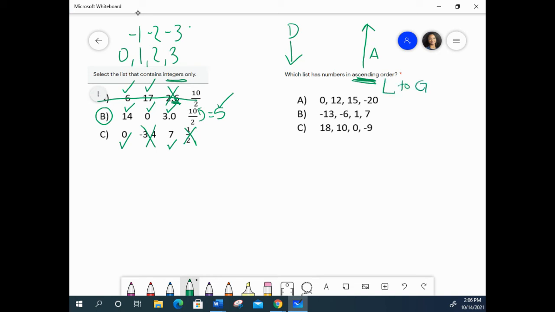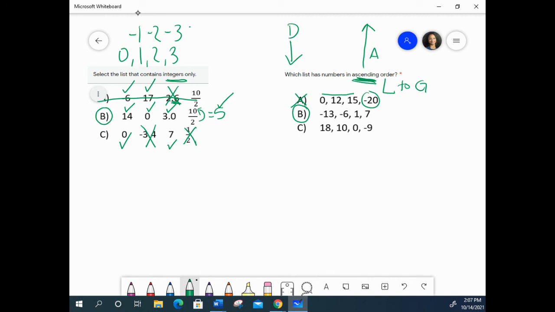So looking here at choice A, we have 0, then 12, then 15, then -20. We were doing well until we got to this -20, which is smaller than the others. So that's out. Next, we have -13, which is smaller than -6, which is smaller than 1, which is smaller than 7. So because of that, choice B is going to be our answer because the numbers are going from least to greatest.